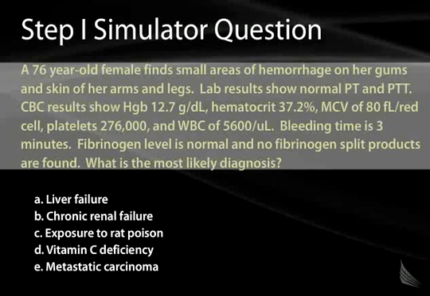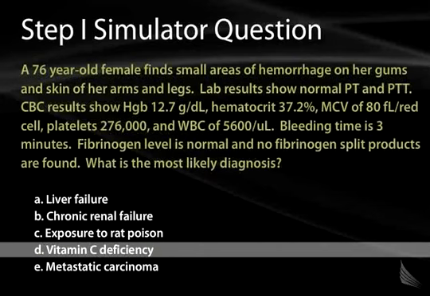Looking through, you can see that we can rule out liver failure because the PT and PTT are normal. In the setting of chronic renal failure or uremia, the platelet function is abnormal, which could lead to this situation, but they would give us information on her liver or on her renal function to make that the correct answer. Exposure to rat poison or warfarin would also cause an elevation in the PT. Metastatic carcinoma could cause a bleeding disorder, but would also cause thrombocytopenia. So probably the right answer here for the gingival and petechial lesions that we're seeing is vitamin C deficiency, or scurvy.